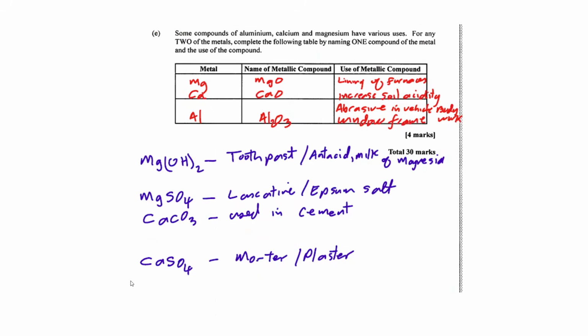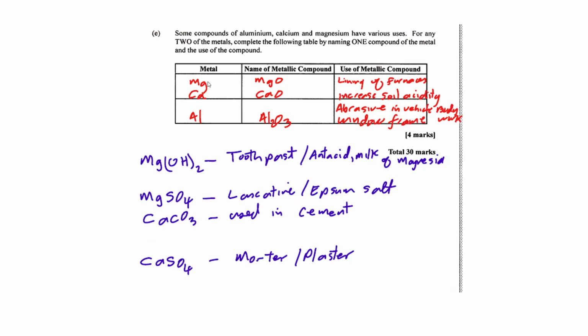Part E. Some compounds of aluminum, calcium, and magnesium have various uses. For any two of the metals, complete the following table by naming one compound of the metal and the use of the compound. So here we have a few of them.